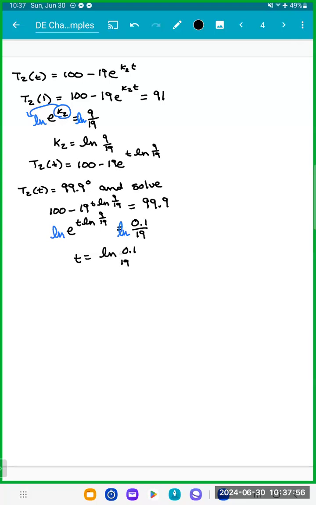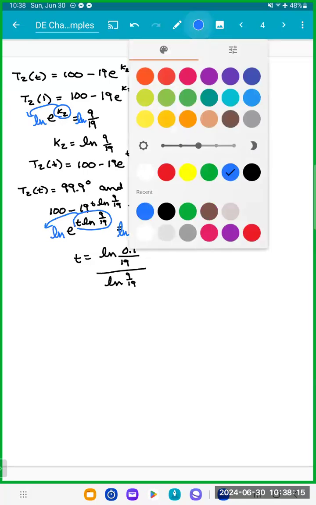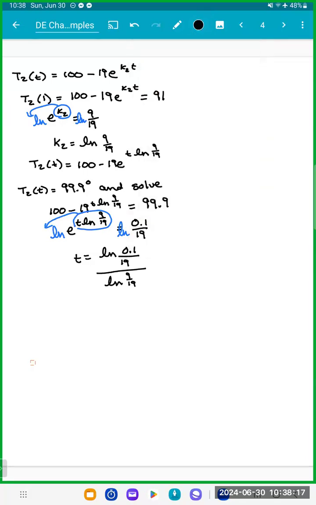divided by the ln of 9 over 19, because again, remember, all of this can be brought to the front. We want to keep the T by itself, so we're dividing both sides by that ln of 9 over 19 to move it over to the right-hand side. And this is going to be approximately 7.02.